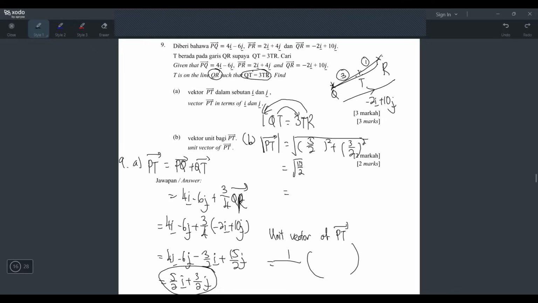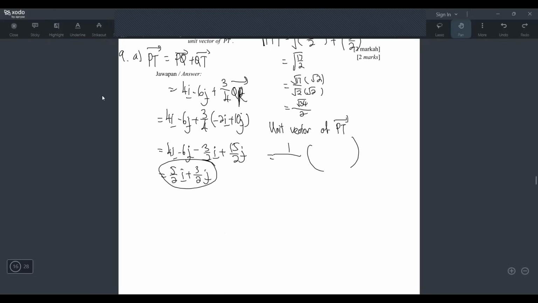So what you will do is, this square root is not for 17 sahaja, it's for 2 also. So both also have to square root like this. And in order to rationalize, you have to darab dengan square root 2 to hilangkan the square root dekat denominator. And when you darab, you will get square root 34, and then square root 2 is square root 2. So this is how you rationalize, right? And this answer is the same as the answer yang calculator bagi saya tadi. Okay, but anyways, that's how we do it. Okay, now we can find our unit vector.